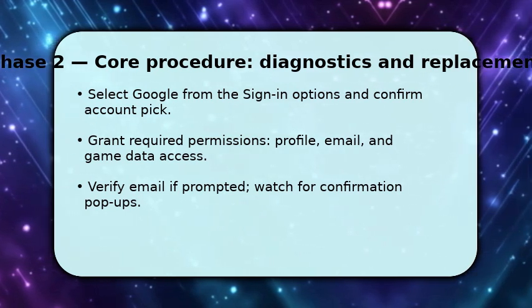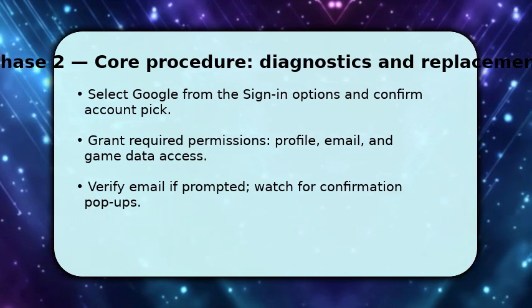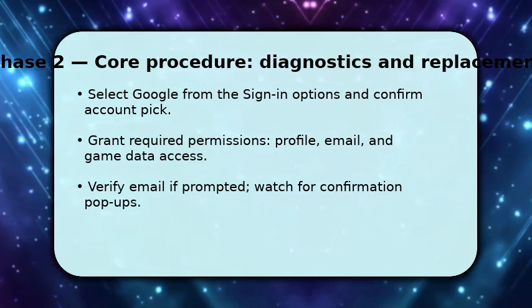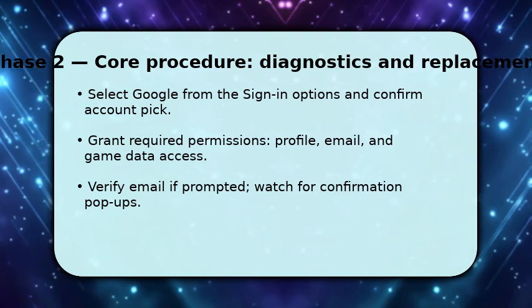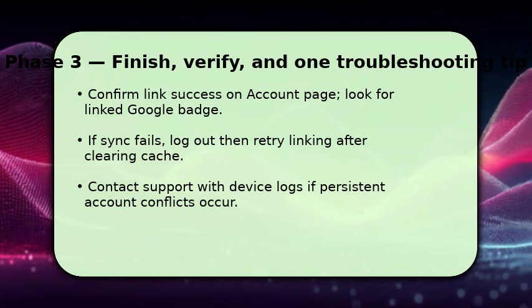After granting, wait for the confirmation pop-up. This step finalizes authorization. If you see a verification request, complete it immediately so the link becomes permanent. You finish by returning to the account page and checking for a linked Google badge or your Google email.